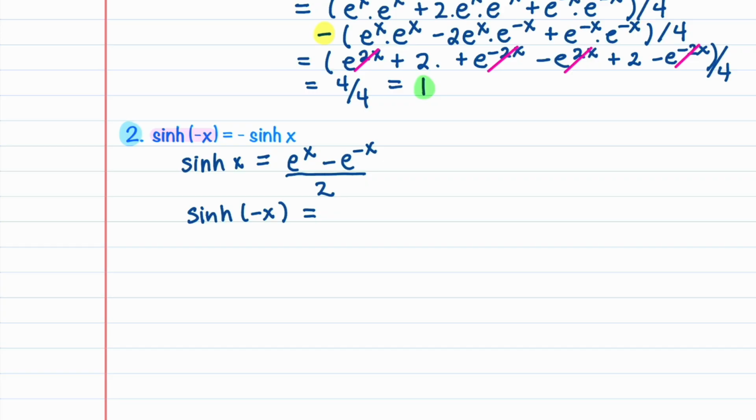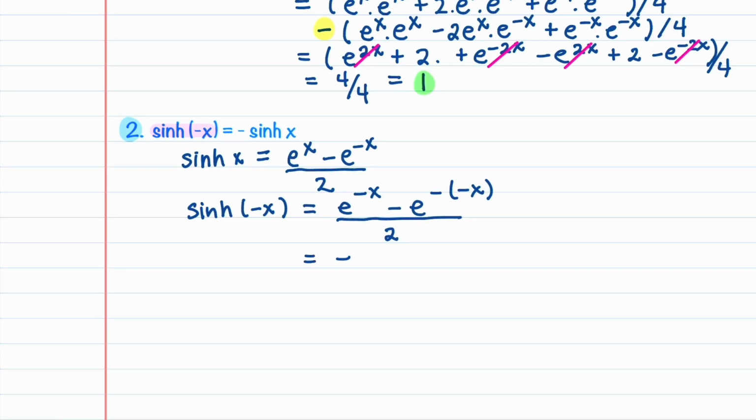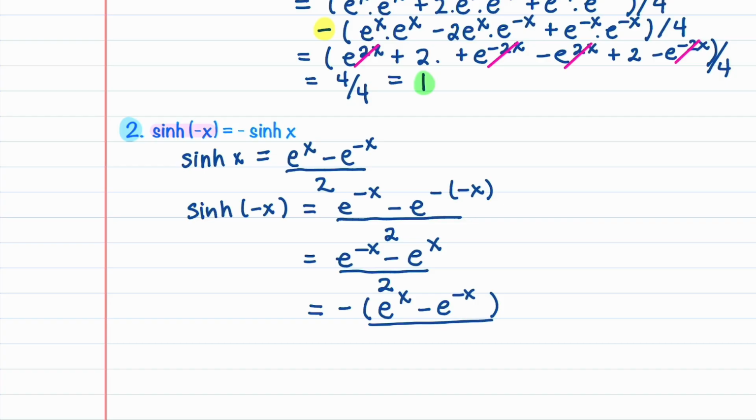Sinh of minus x is just e to the minus x minus e to the x, all divided by 2. So this is e to the minus x minus e to the x, all divided by 2. We can take out a negative. We take out that negative, we end up with e to the x minus e to the minus x. So this is looking good. And we divide that by 2.